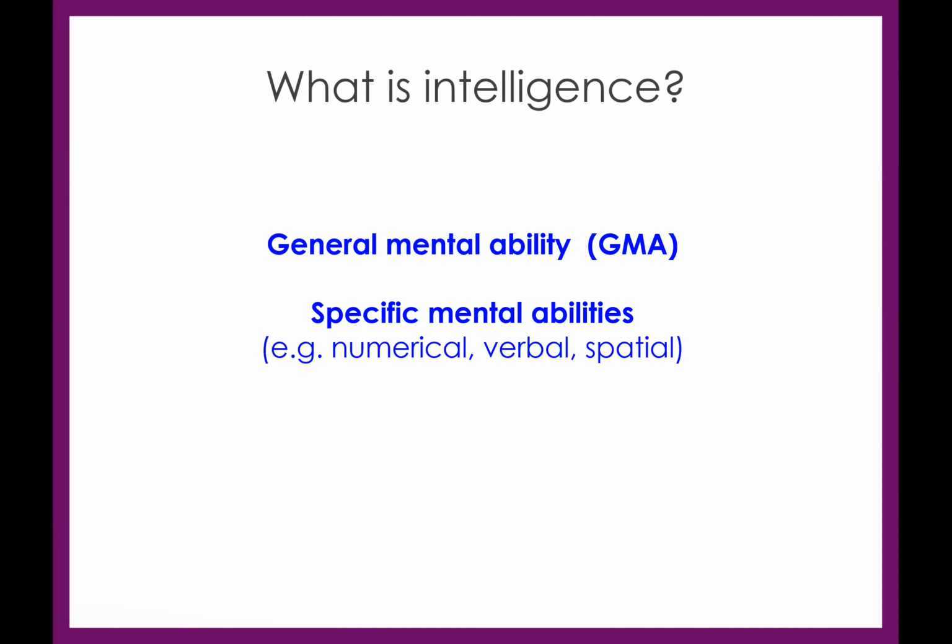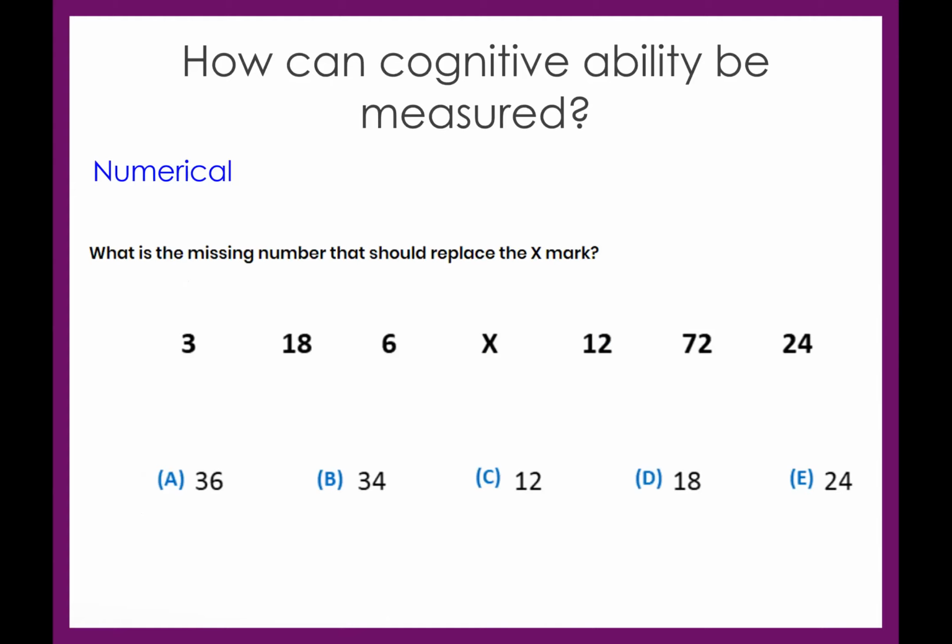There are different types of intelligence. For example, general mental ability, GMA, and more specific ones, specific mental abilities, such as numerical, verbal, as well as spatial. And here is one of the examples to test cognitive ability. What we have to think about is, what is the missing number that should replace the X mark?